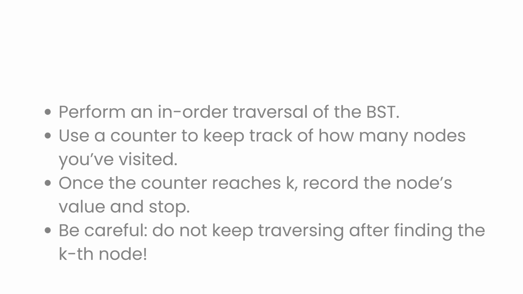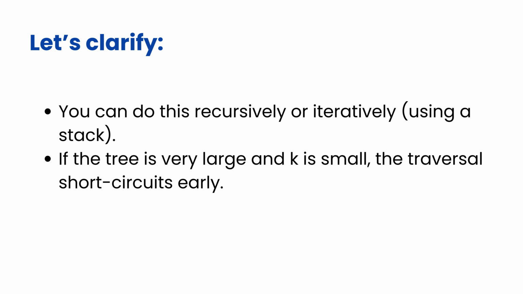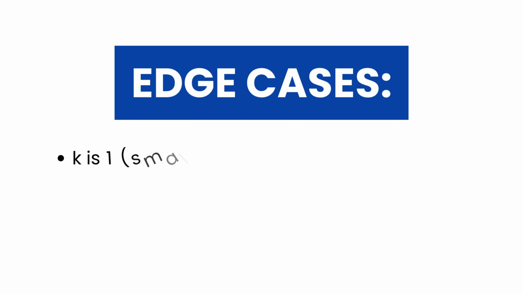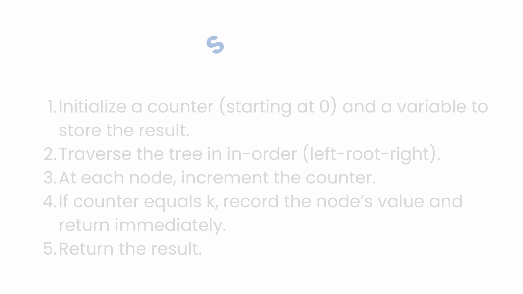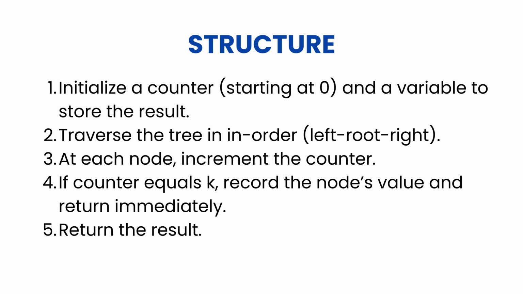Let's clarify. You can do this recursively or iteratively, using a stack. If the tree is very large and k is small, the traversal short circuits early. Edge cases: k is 1, smallest; k is tree size, largest. Here is the structure. Initialize a counter, starting at 0, and a variable to store the result. Traverse the tree in order, left root right. At each node, increment the counter. If counter equals k, record the node's value and return immediately.